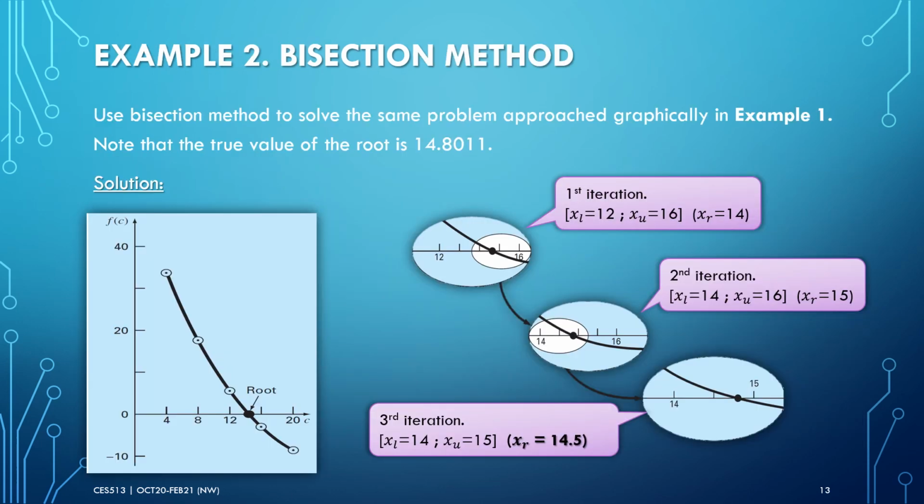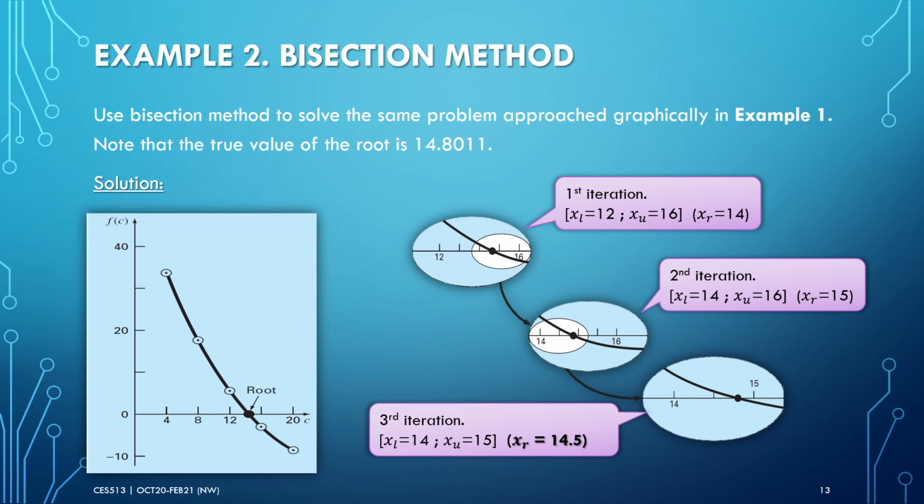Now we look at example 2 for the bisection method. Use the bisection method to solve the same problem approached graphically in example 1. So note here that the true value of the root is actually equal to 14.8011.